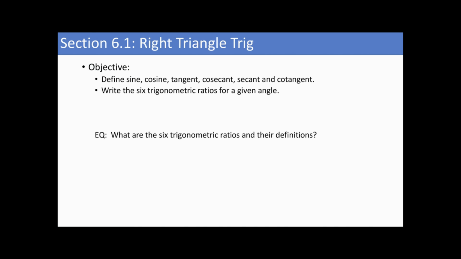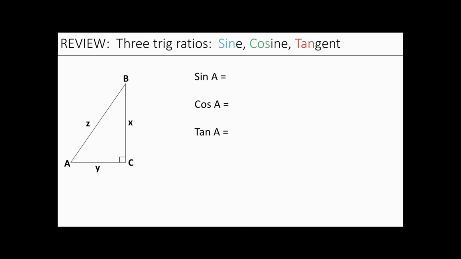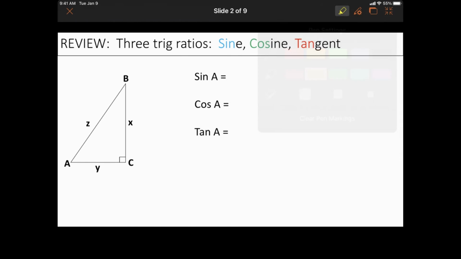Hello, this lesson is 6.1, day 1 of 6.1, and we're going to talk about right triangle trig. In geometry, you had 3 trigonometric ratios: sine, cosine, tangent. It's abbreviated sin, cos, tan, but we never say that. We still say sine, cosine, tangent. And it's in relationship to a particular angle in the triangle, and this one is talking about angle A.